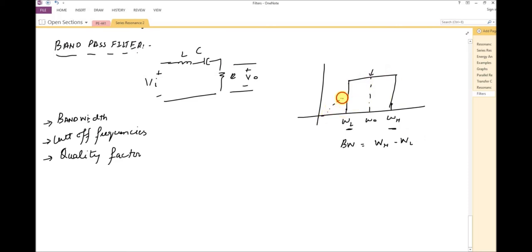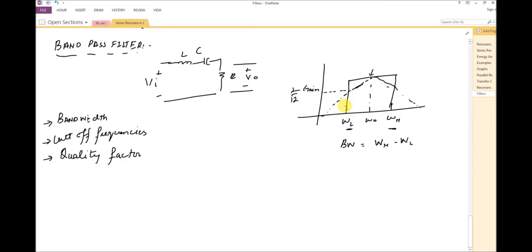And for the realistic characteristic it is actually this curve. So at the cutoff frequencies the gain value is actually 1 over under root 2 times the gain value at which the maximum power occurs, right? So this is your bandpass filter.